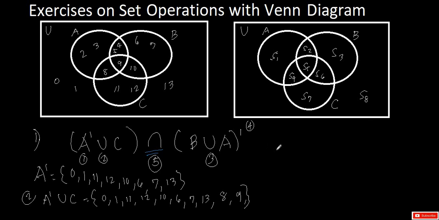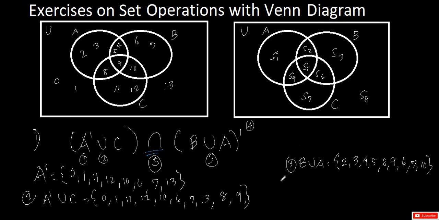And then let's have step 3 here. Our step 3 is B union A. What are the elements of B union A? The elements are 2, 3, 4, 5, 8, 9, 6, 7, and 10.